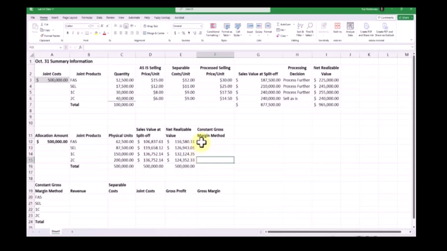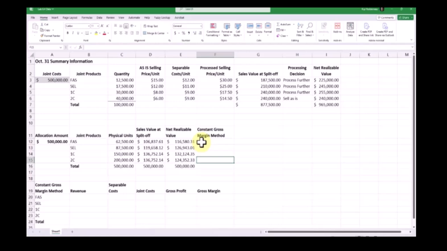And so now we can move on to our last method. That's the constant gross margin method. It's calculated very differently from the other 3 methods. The constant gross margin method assumes that all joint products have an identical gross margin, which we calculate by dividing gross profit by revenue. So the first thing we have to do is determine the company-wide gross margin.